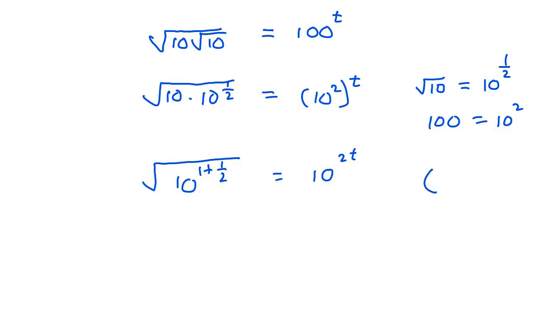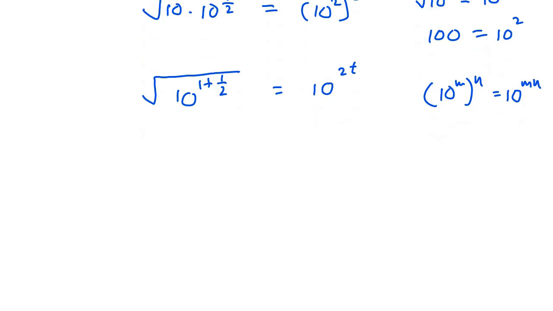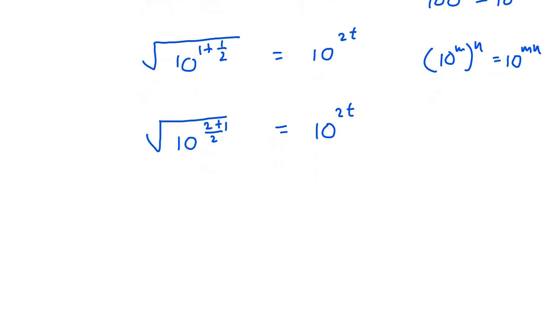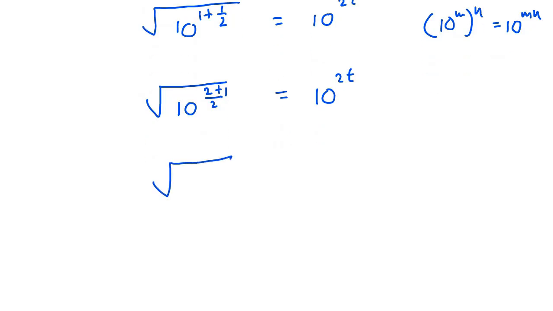Since 10 to the power m n equals 10 to the power m times n. Next we can write square root of 10 to the power 2 plus 1 equals 10 to the power 2t. We can write square root of 10 to the power 3 by 2 equals 10 to the power 2t.